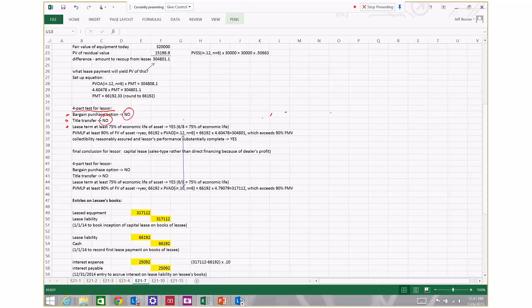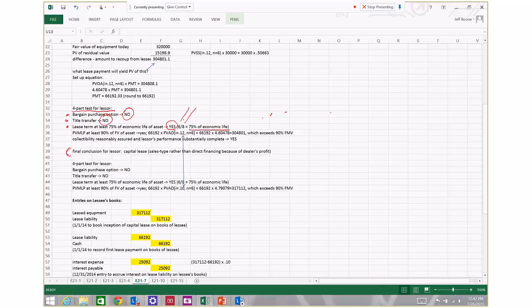Does the lease term span at least 75% of the economic life of the asset? The answer to that question is yes, because the lease term is 6 years and the economic life of the asset is 8 years, and that's exactly equal to 75% of the economic life. So we answer yes to that question. So we know that our tentative answer is that this is going to be a capital lease, subject to considering the last question here.